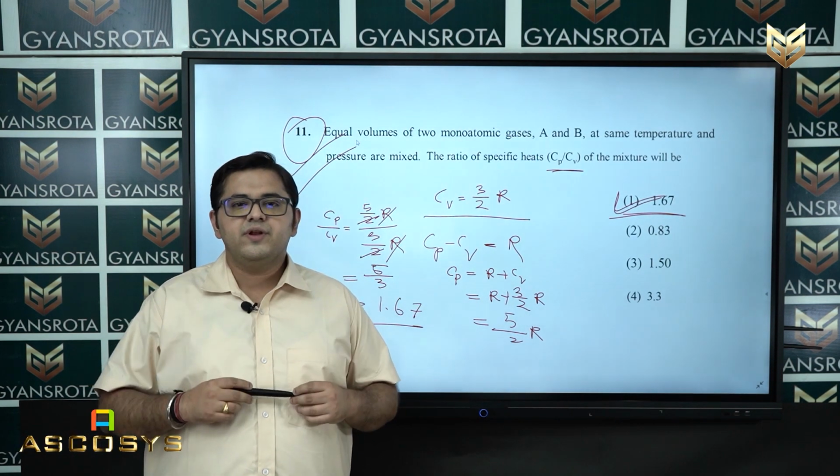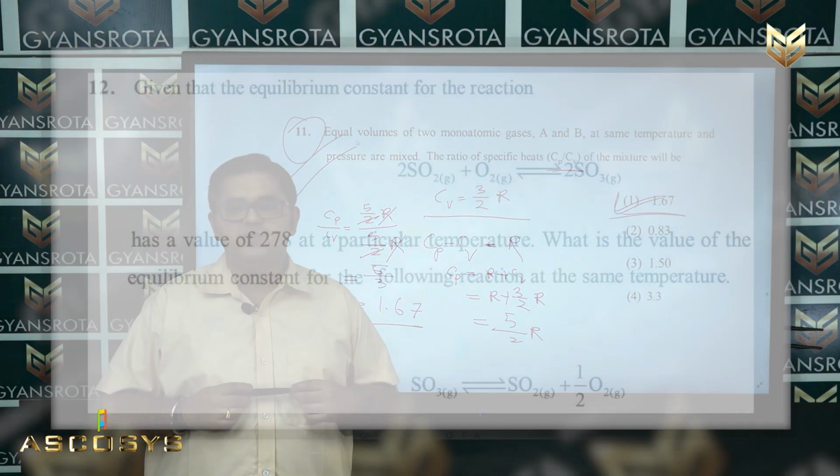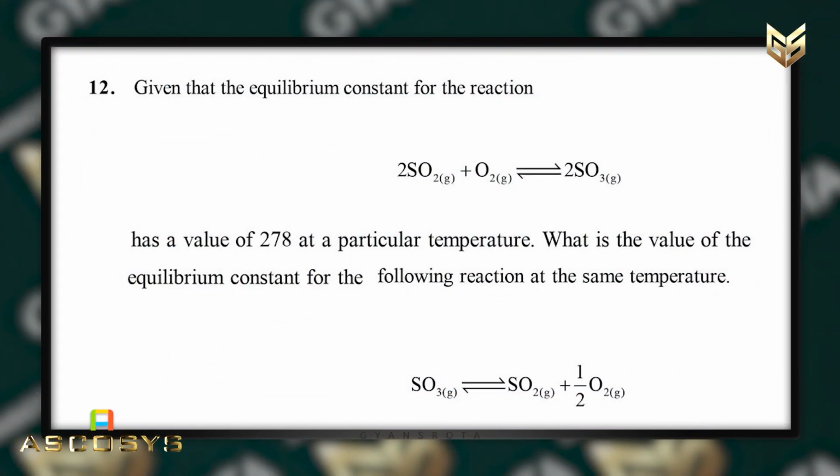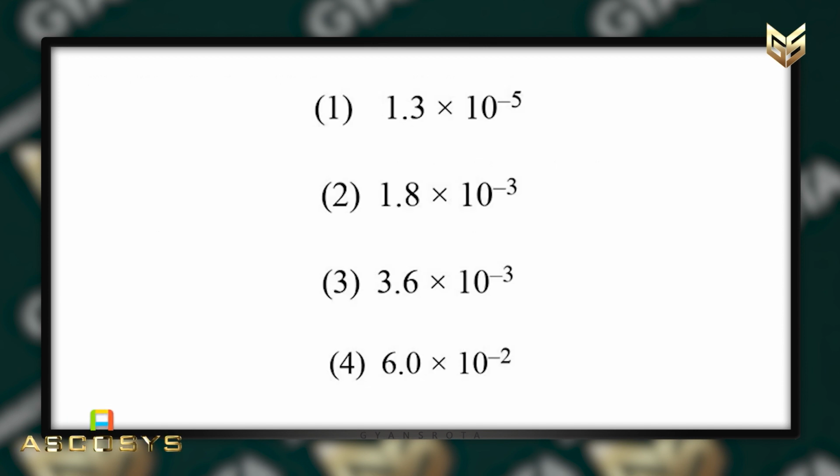So, now we are moving to the next question, that is question number 12. Question number 12 is on your screen. Given that the equilibrium constant for a reaction has a value of 278 at a particular temperature, what is the value of the equilibrium constant for the following reaction at the same temperature? These are the options given.